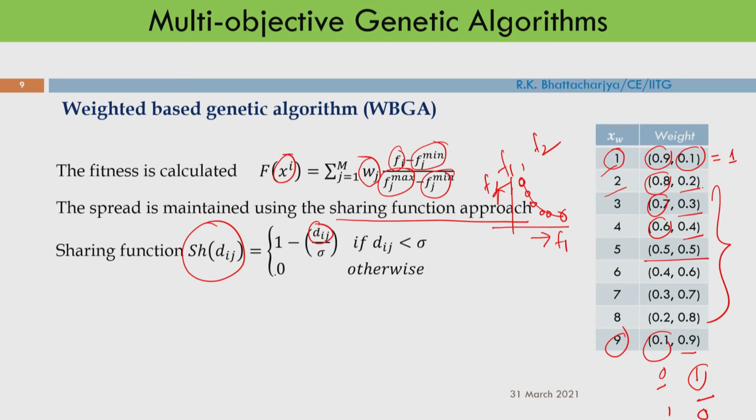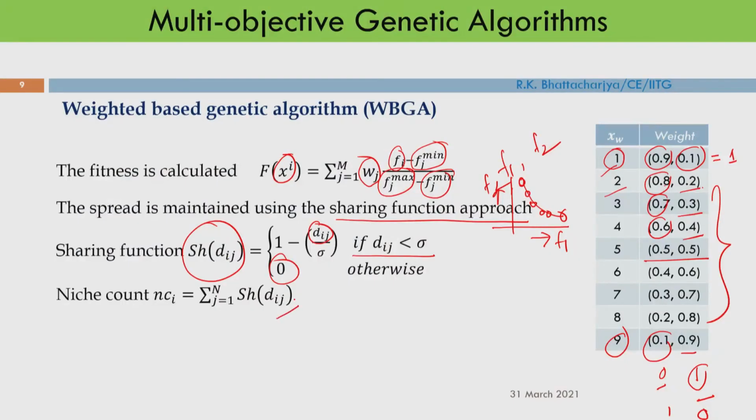The sharing function is 1 minus Dij by sigma if Dij is less than sigma, otherwise it is 0. If Dij is less than sigma, that means this is a crowded solution, and otherwise it is a non-crowded solution. So, basically I can calculate the niche count. We have already explained that one. If the niche count value is very high, that means the solution is a crowded solution. If the niche count value is not very high or it is 1, in that case I can say that solution is not a crowded solution.